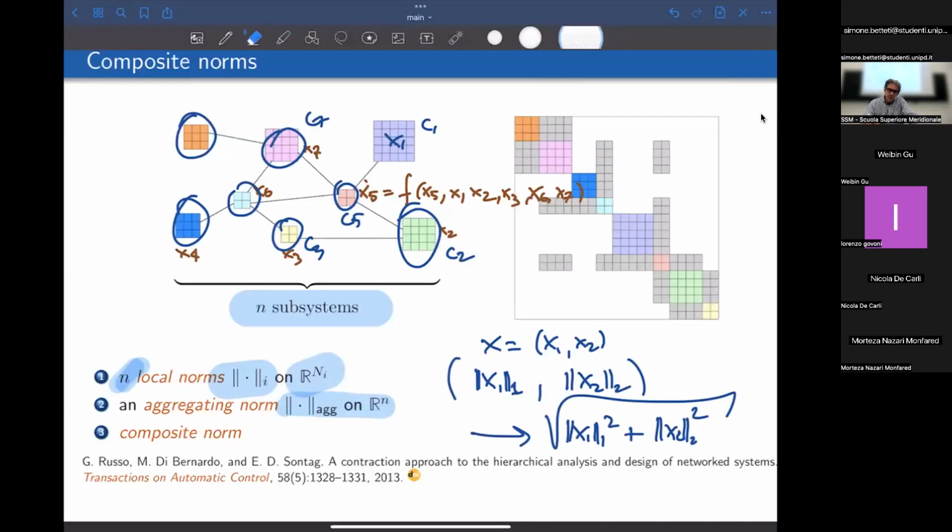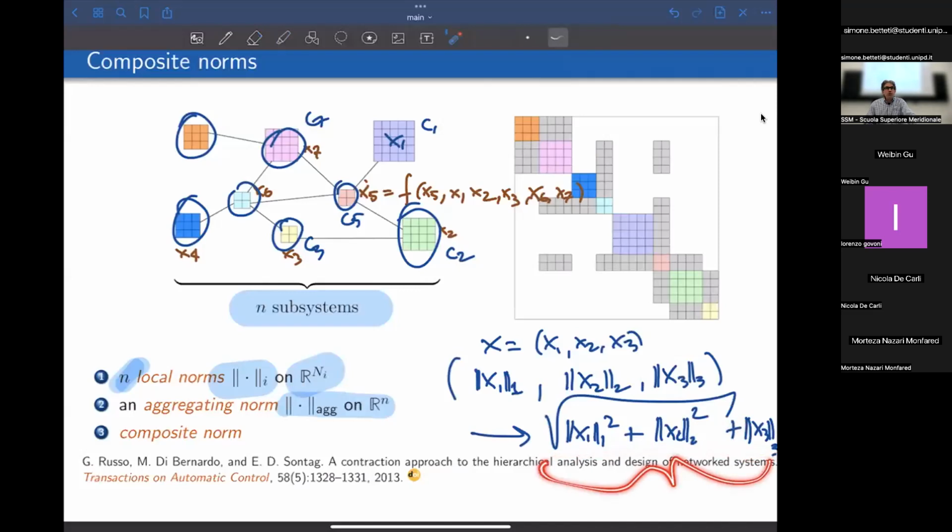Suppose that I have a third state, x3. This is also an aggregated norm. This also works. You take the two norm of the first two variables plus the norm of the third variable. You can also show that this is also an operation on the full space that satisfies the axioms of the norms. It's a norm. It's complicated. All right.